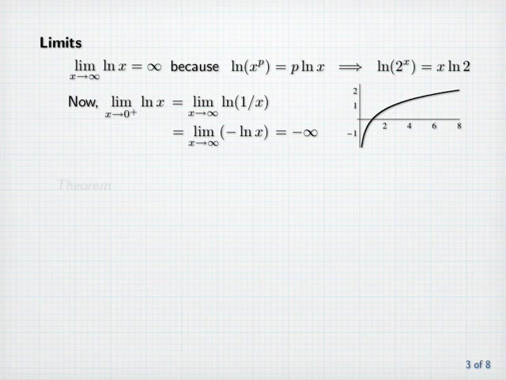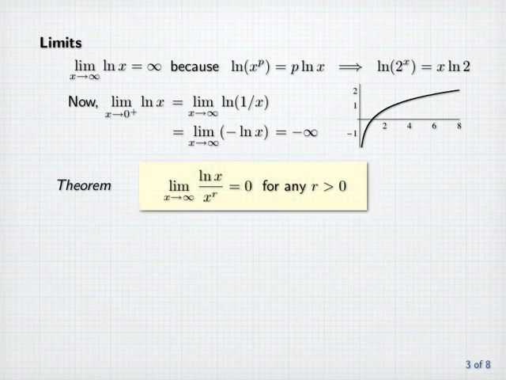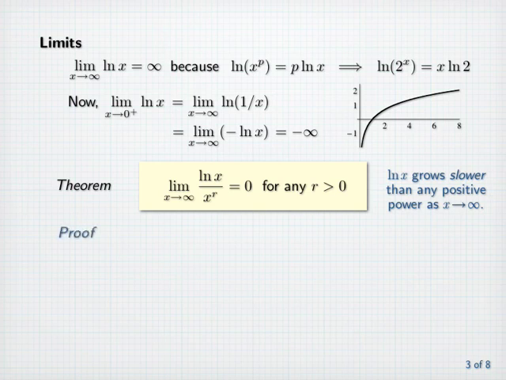We'll state the next limit as a theorem. The limit as x goes to infinity of the natural log of x divided by x to the r is equal to 0 for any positive r. This statement is most interesting when r is small. It says that the natural log of x grows slower than any positive power as x goes to infinity. Now let's give a proof.